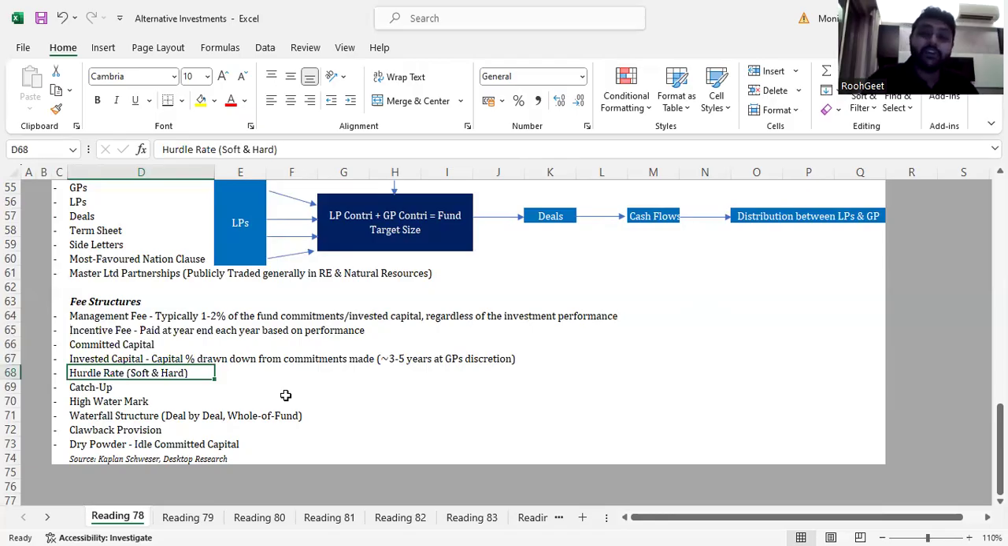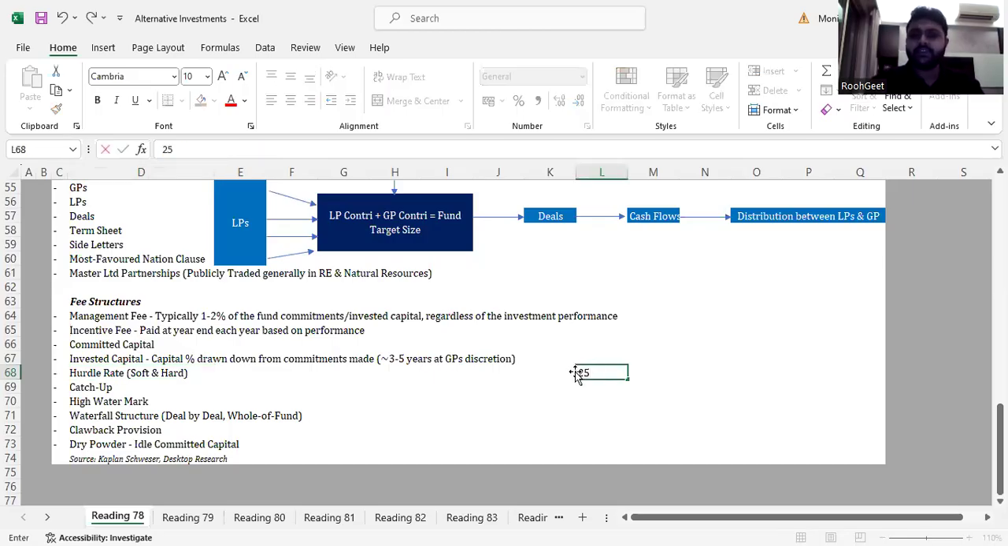But generally this incentive fee comes with a hurdle rate. There are two types of hurdle rates. By the way, there will be sums on this, so everything will get cleared. If right now you are not getting exactly what I'm saying, it's fine. What is a soft hurdle rate and a hard hurdle rate? Let's say that I am an investment manager, you are an investor. I am saying that, hey, listen, my target is to earn 25%.